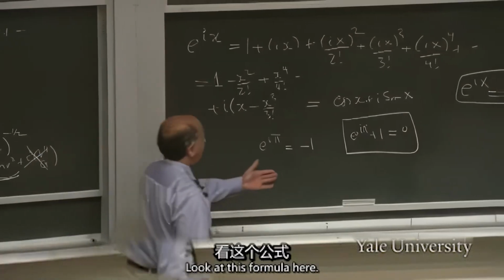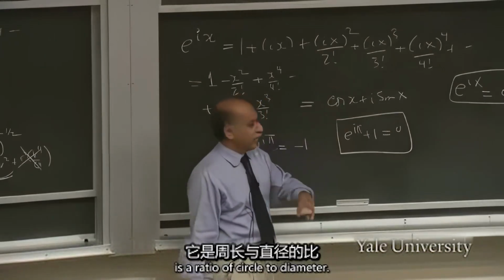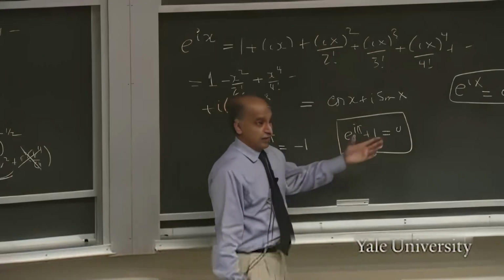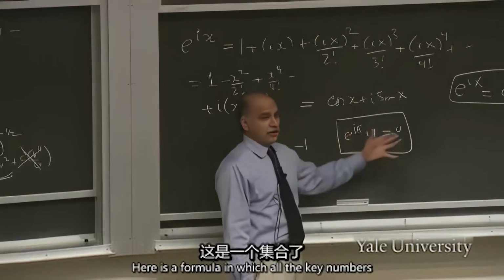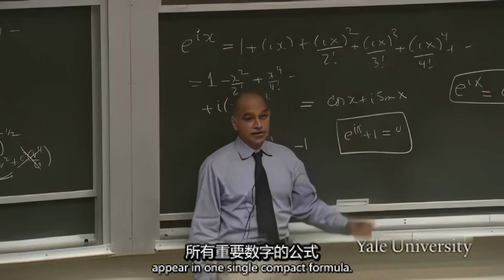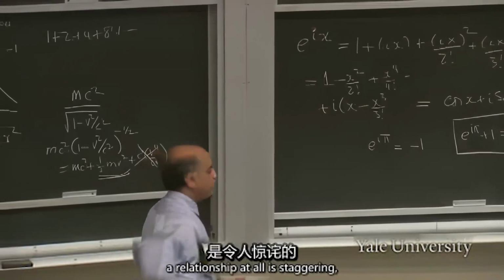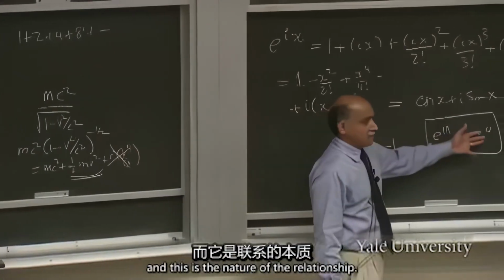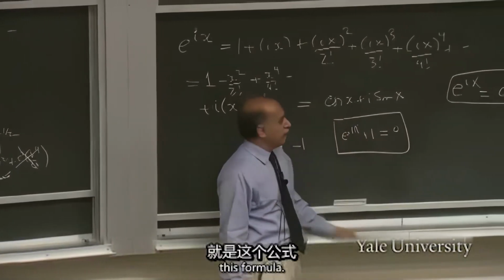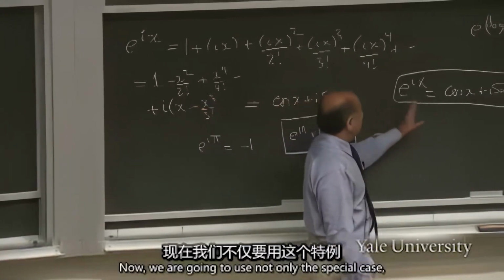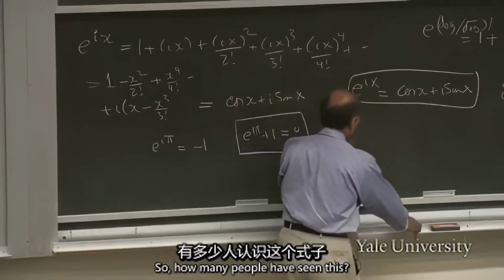Look at this formula here. Pi, defined from the Egyptian times as the ratio of circle to diameter. i, square root of minus 1. 1 is the basis for all integers. e is the basis for the logarithm. Here's a formula in which all the key numbers appear in one single compact formula. So people think the fact that these numbers would have a relation at all is staggering, and this is the nature of the relationship. This is voted the formula most likely to be remembered. This formula. Now we are going to use not only the special case, but we are going to use this all the time. So you guys have to, so how many people have seen this?